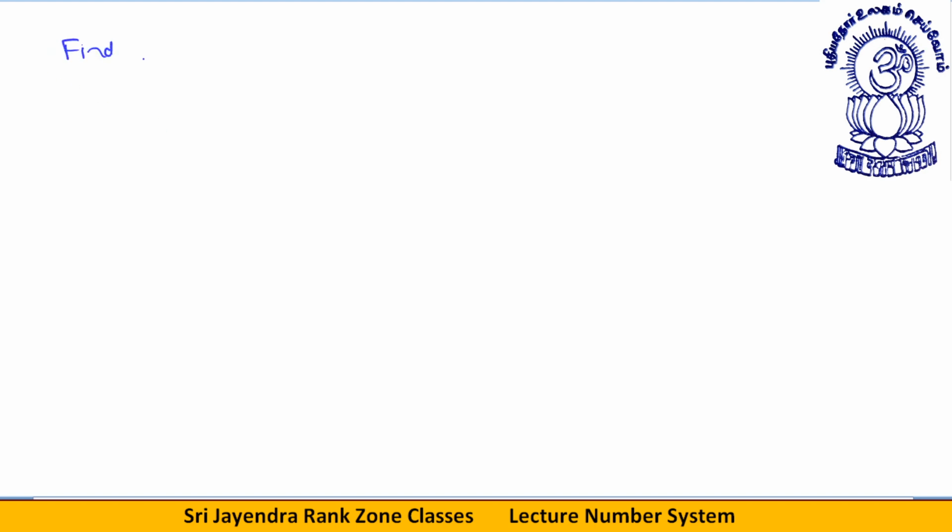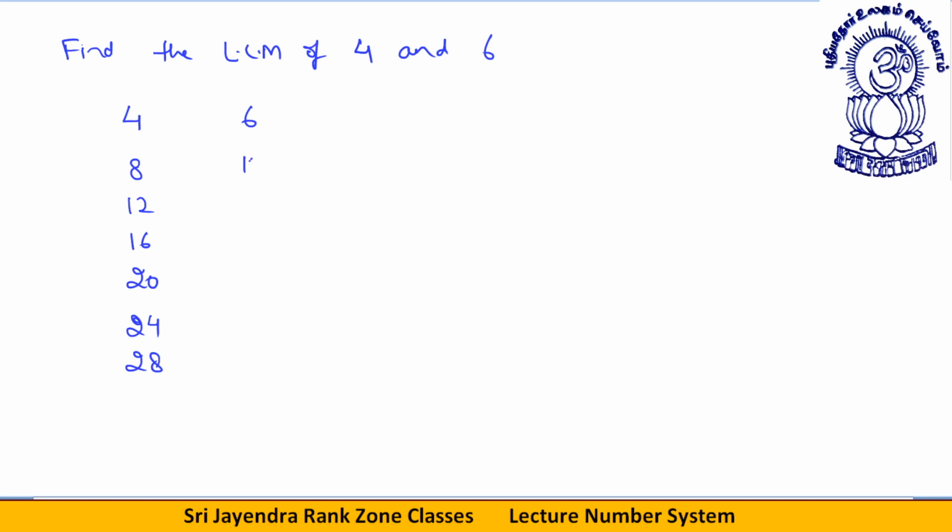Find the LCM of 4 and 6. Just 2 minutes, then I'll move on to the bigger concepts and bigger questions. 4 and 6. So the LCM of 4 and 6 will be, if I write the table of 4, it will be 4, 8, 12, 16, 20, 24, 28, and so on. 6. Let's write down the table of 6. 6, 12, 18, 24, 30, 36, and so on.